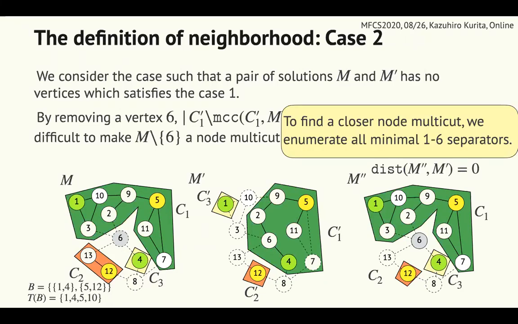To find such vertices, we enumerate all node merge cuts in G minus M minus 6. This problem is the same as the original problem. However, this problem can be solved using the ST-path separator enumeration algorithm. Thus, we can find a set of vertices which makes M minus 6 a node merge cut and does not increase the distance. It implies that we can find the closer solution and the supergraph is strongly connected. And moreover, the computation time is bounded by incremental polynomial, since this algorithm does not output the same solution.